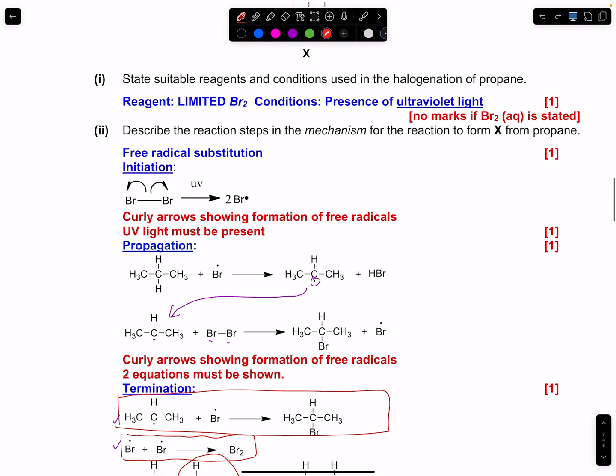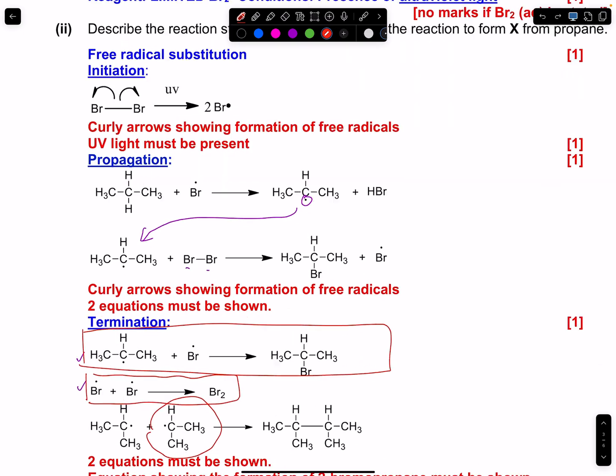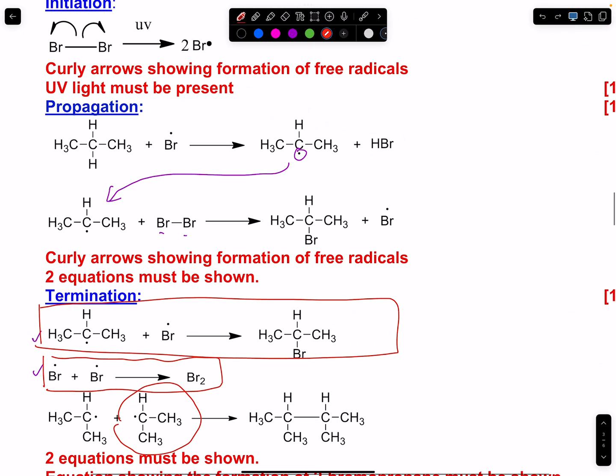Why are you doing that? No, it does form X, for termination. It does. This one. Does this one? How about this? This one, nothing. No, but it's only both.